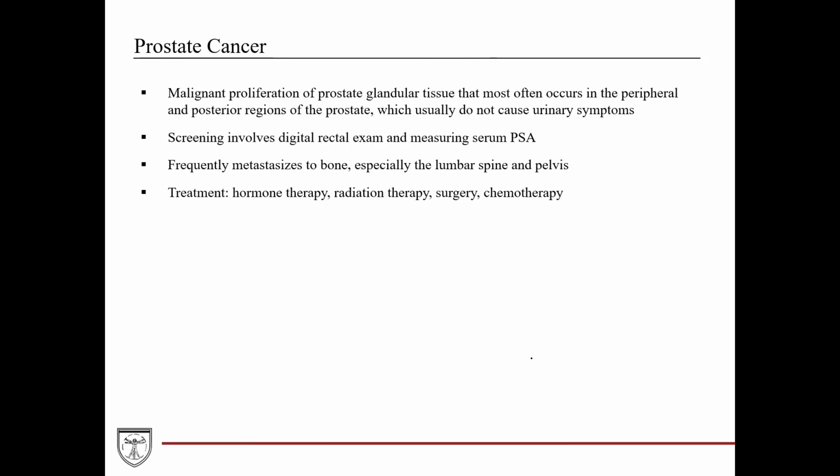So if we get into prostate cancer, this is malignant. It's proliferation of prostate glandular tissue. From a pathology standpoint, this is an adenocarcinoma. If you're just taking histology or anatomy, this is just extra clinical information. Keep it in your back pocket, but it's definitely important if you're taking a pathology course.